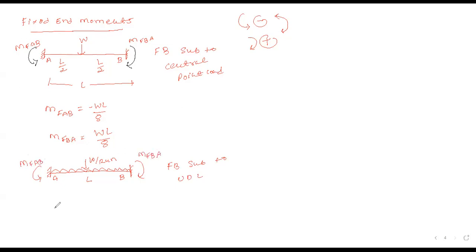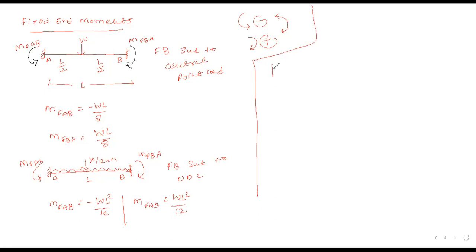And your value of MFAB will be a negative one, as we have discussed: minus WL square by 12. MFBA should be equal to plus WL square by 12. I hope it is clear to all of you. Itna clear hai? Is it clear? Please confirm me, students.